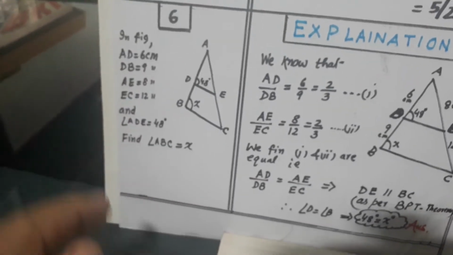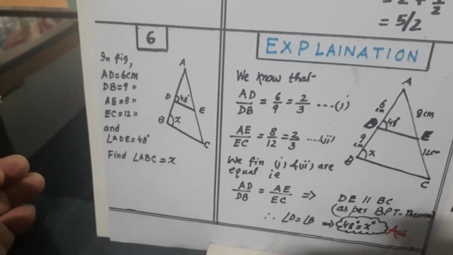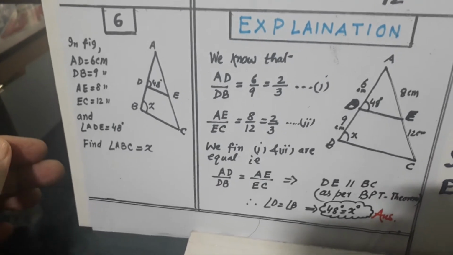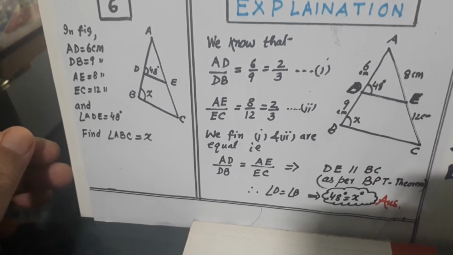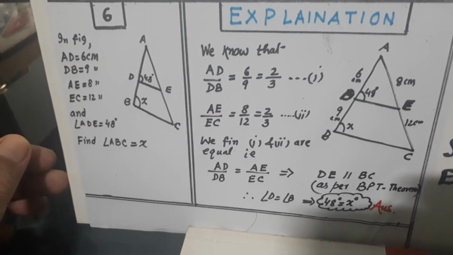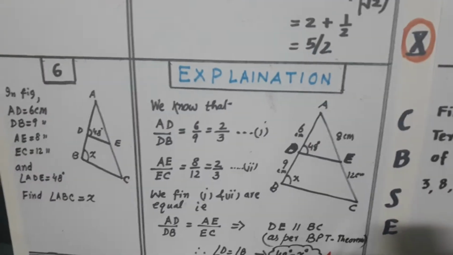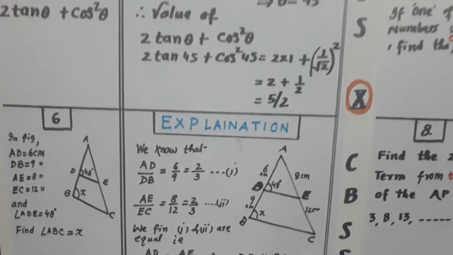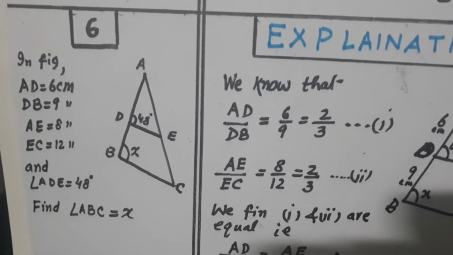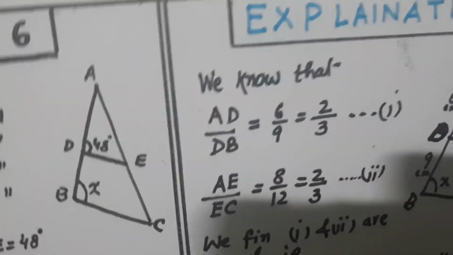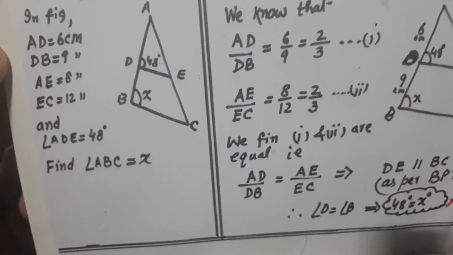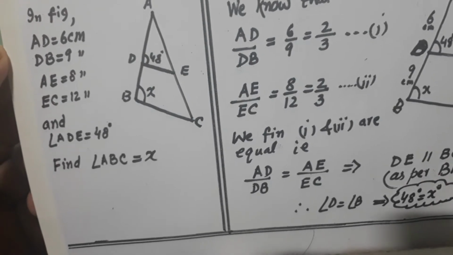Question number 6. In this figure, AD is equal to 6 centimeter, DB is equal to 9 centimeter, AE is equal to 8 centimeter, EC is equal to 12 centimeter. अब देखिए, angle D is given to you, 48 degree. You have to find the value of x.